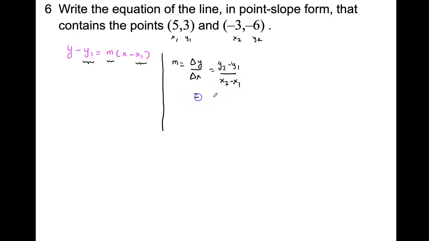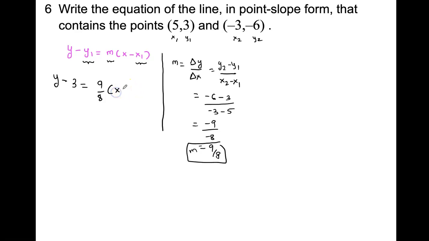So let's substitute the values. This is my negative 6 minus y1, which is 3, divided by x2, that's negative 3, minus 5. This gives me negative 9 over negative 8. My answer is 9 over 8, so m is 9 over 8. Going back to the point slope form: y minus, the value of y1 is 3, and my slope is 9 over 8, times x minus x1, which is 5. This is my equation of line in point slope form.